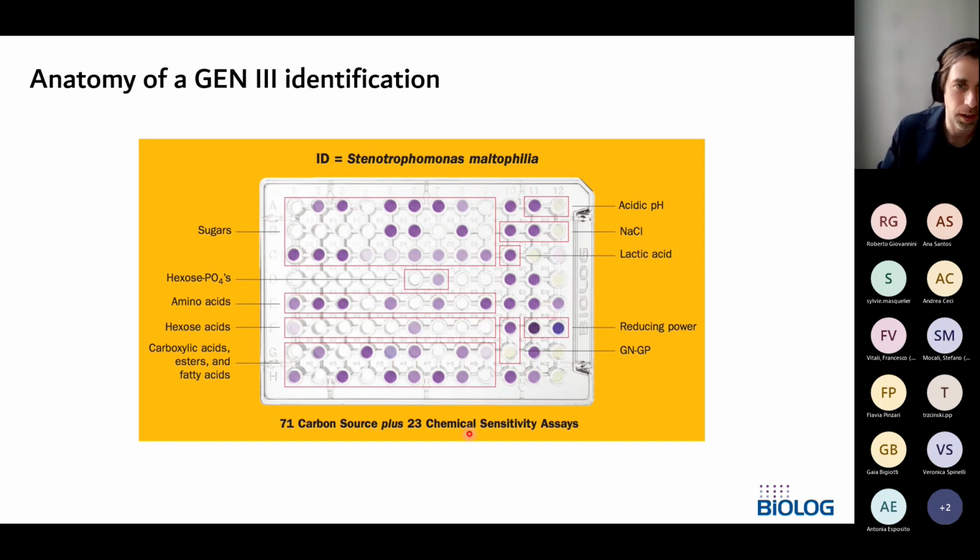And this is the profile you see, typical of Stenotrophomonas maltophilia. So when you have that microbe, with some degree of variability, you will always end up with the same profile if you're working in the same condition.